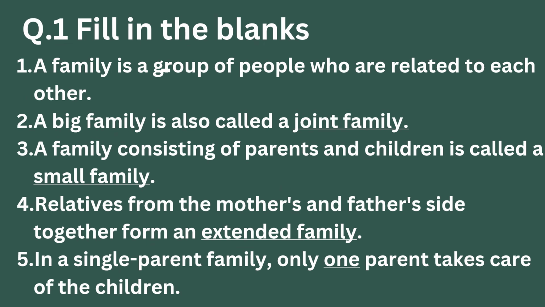Let's note down the notes for this chapter. Question 1, fill in the blanks. A family is a group of people who are related to each other. A big family is also called a joint family. A family consisting of parents and children is called a small family. Relatives from the mother's and father's side together form an extended family. In a single parent family, only one parent takes care of the children.